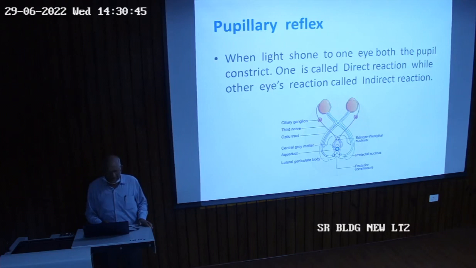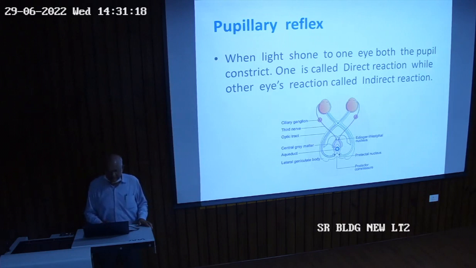It goes to the retina, rods and cones, optic nerve, both fibers. The nasal fibers cross to the opposite side and the temporal fibers stay on the same side, coming to the lateral geniculate body. Here is the pretectal nucleus, this side and that side. From this side it goes to the Edinger-Westphal nucleus on the same side and the opposite side also. Like here also, same side and opposite side. That is why there is a consensual reaction on both sides.